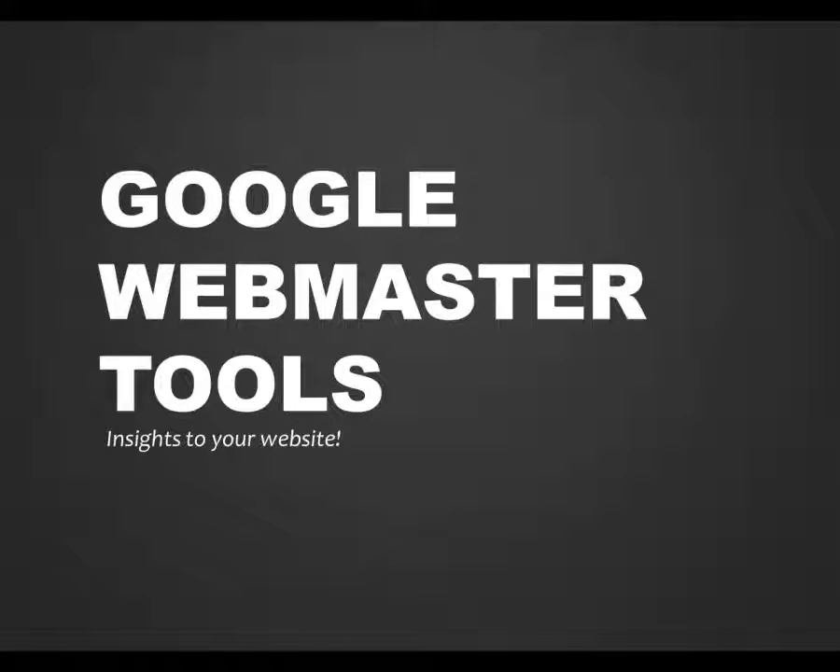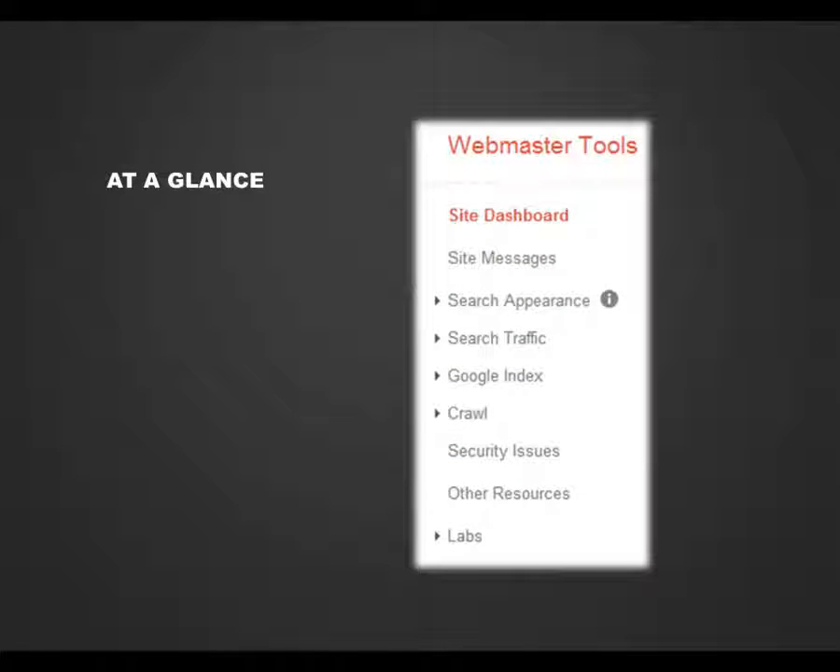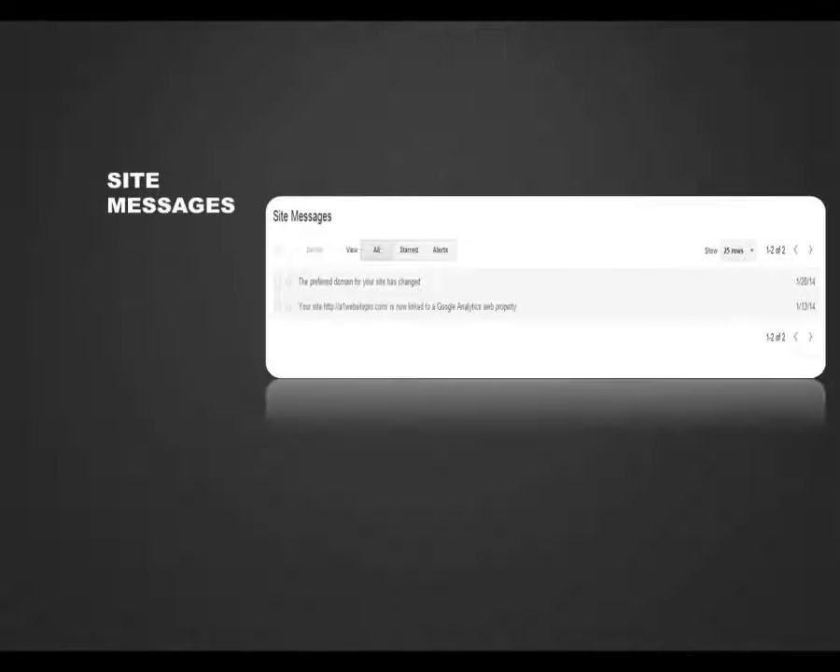Okay, so Google Webmaster Tools. This is going to give you insights into your website. When you look at it at a glance, you're going to see a little menu structure like this on the left. So if you sign in to your Google Webmaster Tools, this is the basic menu structure. First we have the site dashboard, then site messages, search appearance, search traffic, Google index, crawl, and you notice those little arrows beside those. That means that this is a parent menu. When you click on the arrows, there are menus within there, kind of like the parent-child menu that we have in the WordPress CMS.